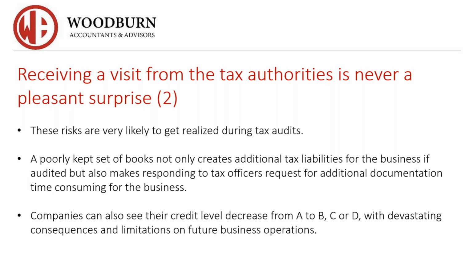And one thing that I want to highlight is the fact that now there is this whole concept in 2020 about the credit level of a company, a credit level of an individual. So if you are going through a tax audit and it's not going well, then your creditworthiness could go down from being an A to a B to a C to a D, okay? And that just basically highlights that your company is not in good standing.